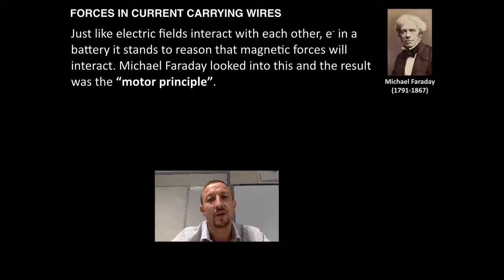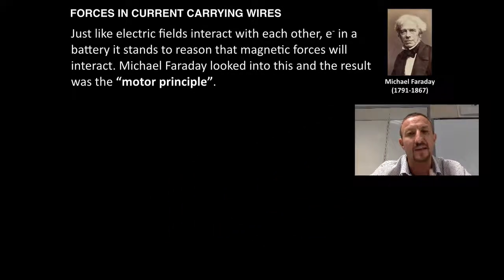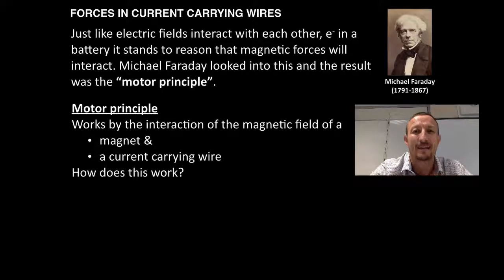But what do we need in order to have the motor principle working? Well, there are two things that we need. One is a stationary magnetic field from a magnet. The second is a current carrying wire. Remember, if a current is flowing, we've got moving charge, and moving charge generates a magnetic field. So there's our two magnetic fields. But how does this force actually get created?